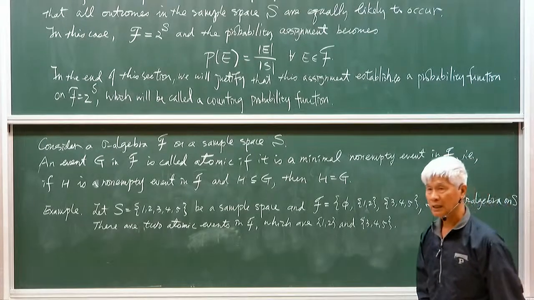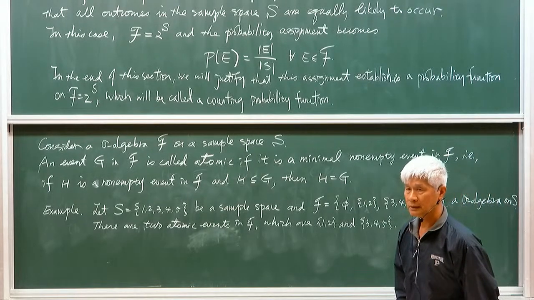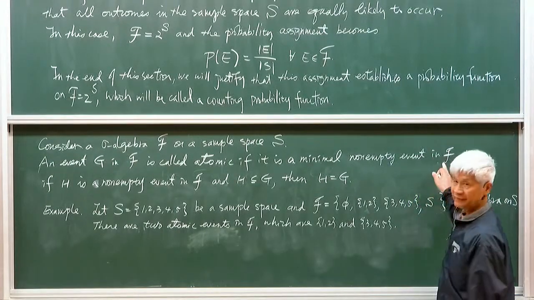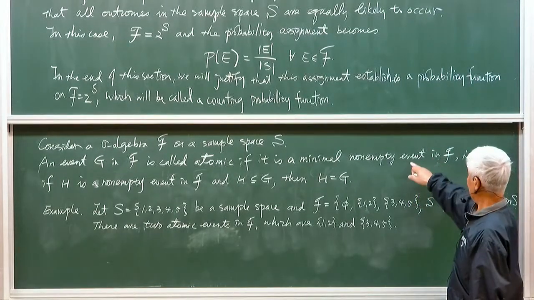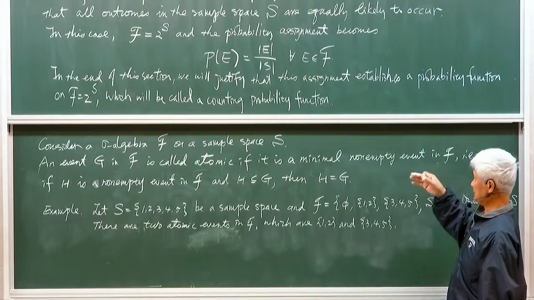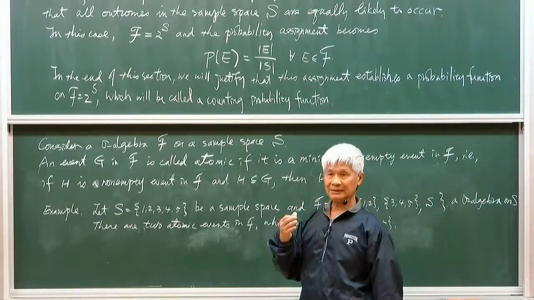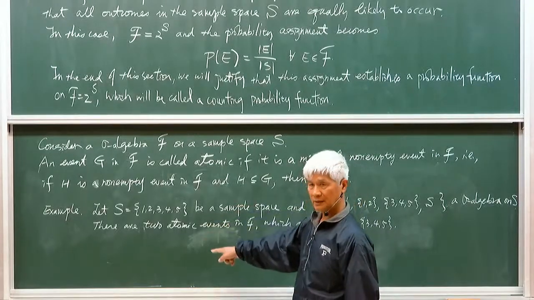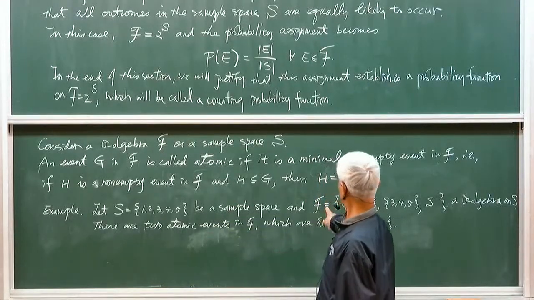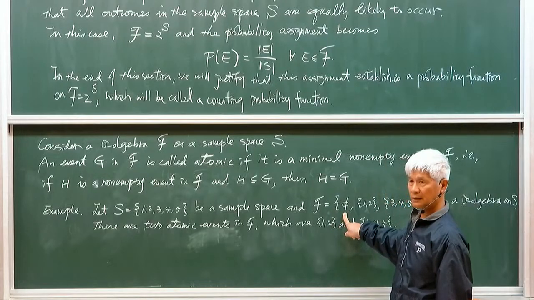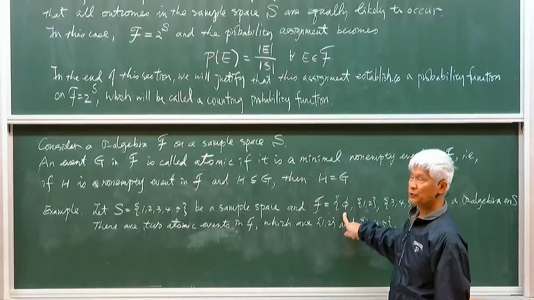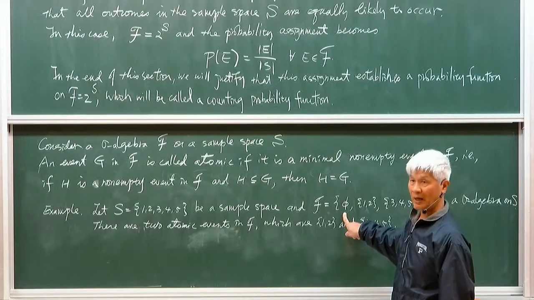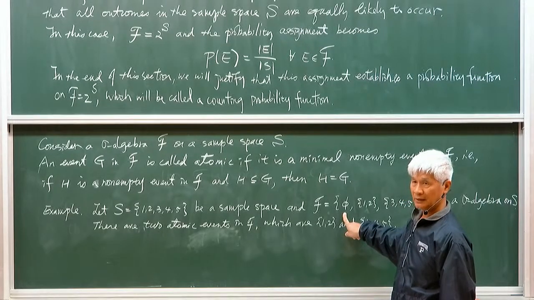Yes? The elements in the sigma algebra should be 2 to the power 5, right? Number of elements. You mean in F? Yes. Every member in F is a subset of the sample space. Yes. So in the example, the sigma algebra should have 2 to the power 5 elements. Not necessarily. The power set of X is just one of the possible sigma algebras selected.